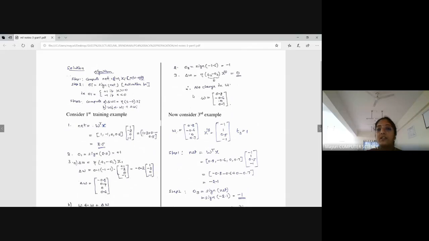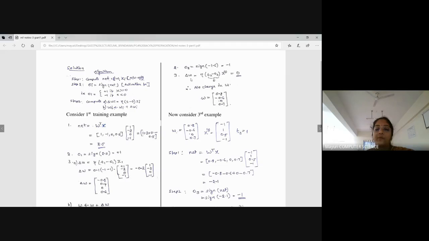Now I need to update my weights to apply the next input. So the updation of weight happens. First calculate delta W, then add it to your W. Delta W is learning rate 0.1 into target output minus actual output, which is minus 1 minus minus 1. I think it is getting 0. If this is 0, the entire value of delta W is 0. So then no change in the weights, right?